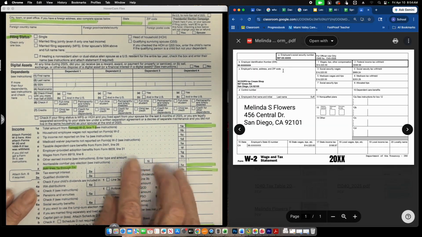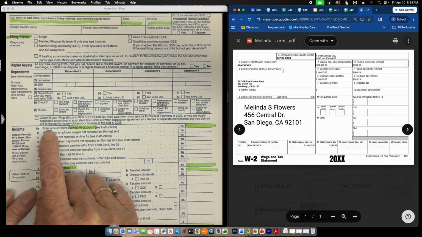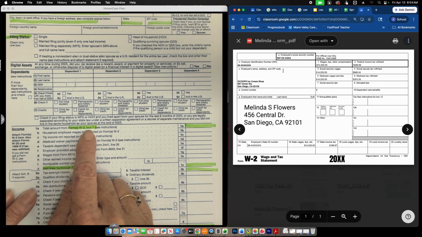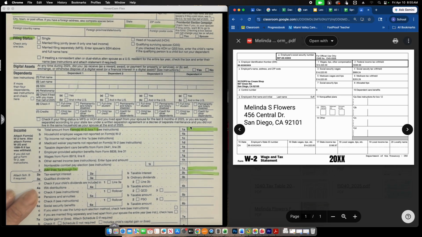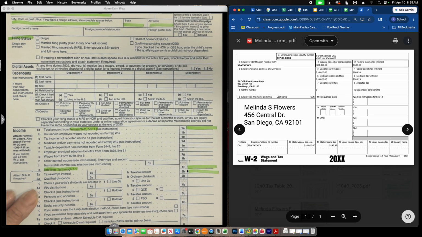Then you will go down here, and this also says total amount from forms W-2 box 1. Box 1 is right here. The wages and tips, that number goes right here. If there were change, you do not put the change. You get down to 1Z. It says add lines 1A through 1H. So you would add all of these up. We don't have any other income as far as earned income, so we will put the same number that is up here.